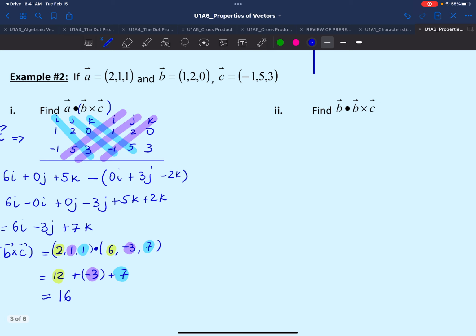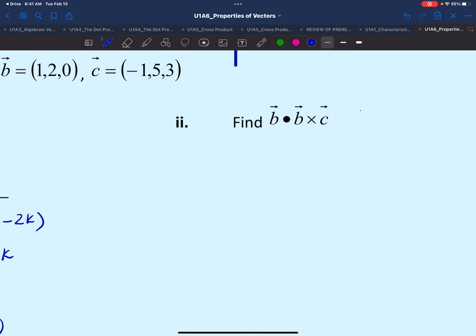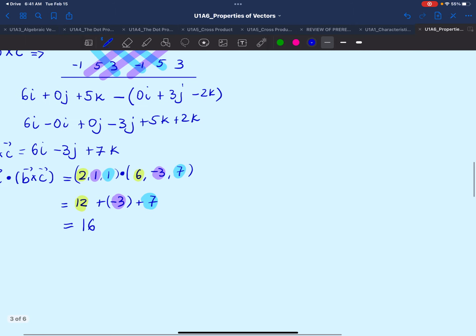Next, we will find B dot B cross C. You can try this on your own, because it's very similar to what we just did. So you start off with B cross C.